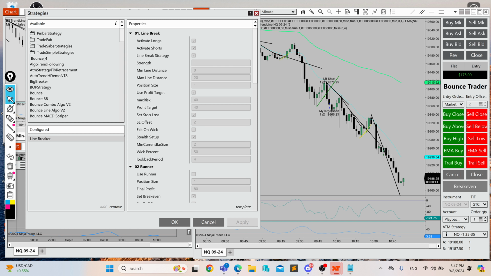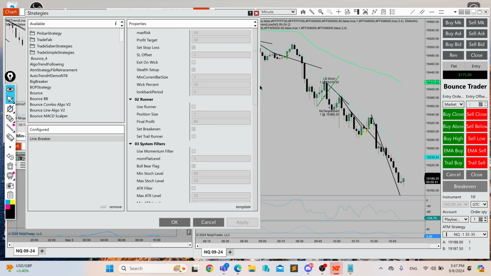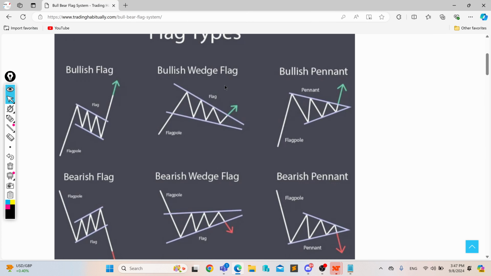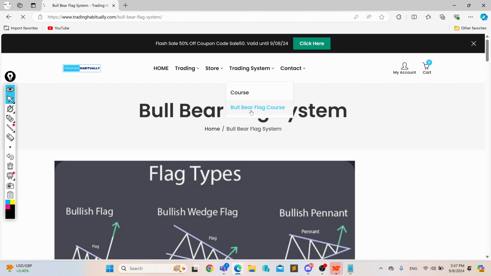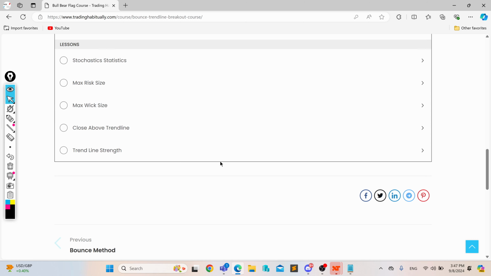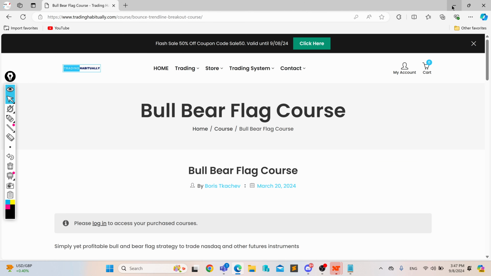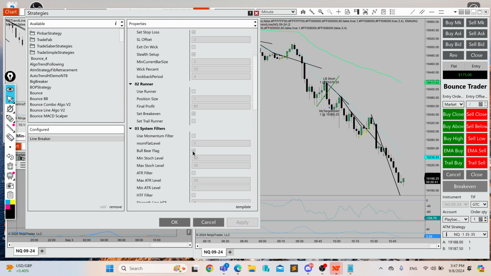There's also a strength parameter. The strength talks about this line. If you increase it to 2.5, you will have fewer trend lines. You can experiment with that. I have my statistics there in the course, where I outlined many statistics: stochastic statistics, max risk size, max wick size, close about trend line strength. I'll be putting more statistics into that course.